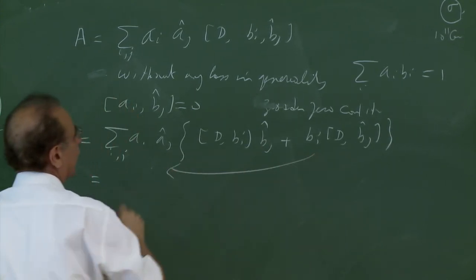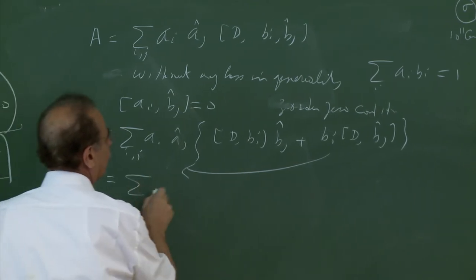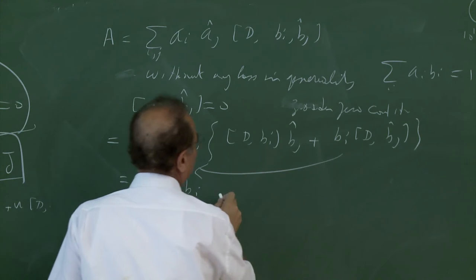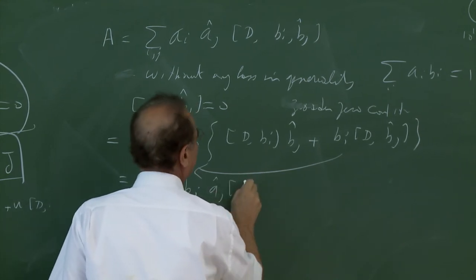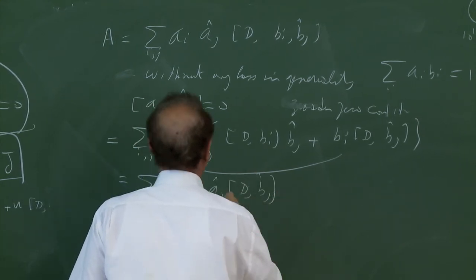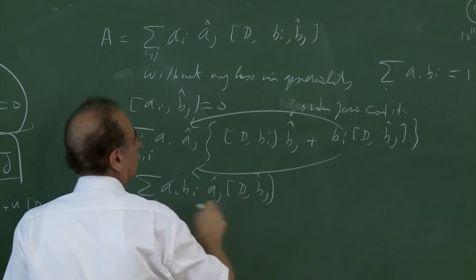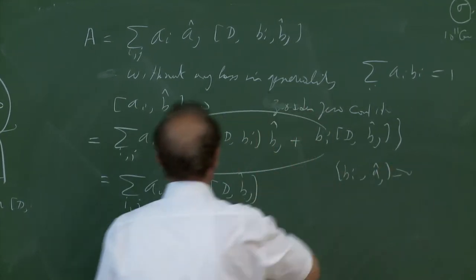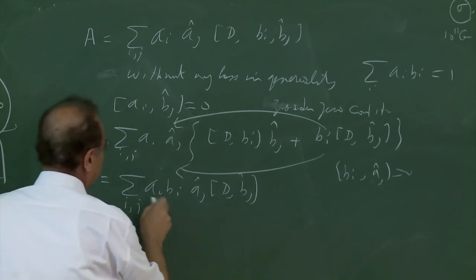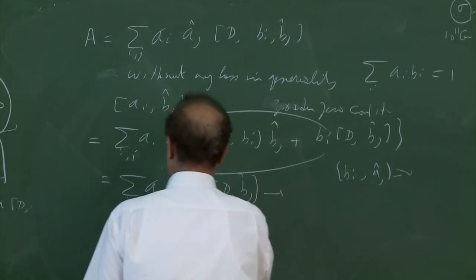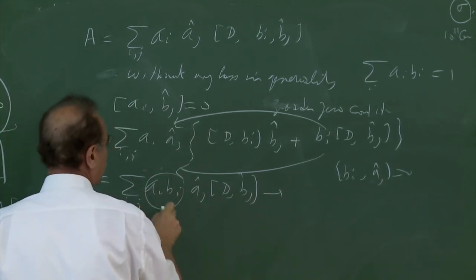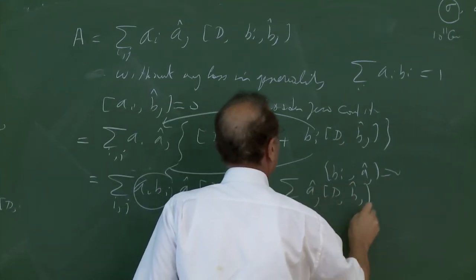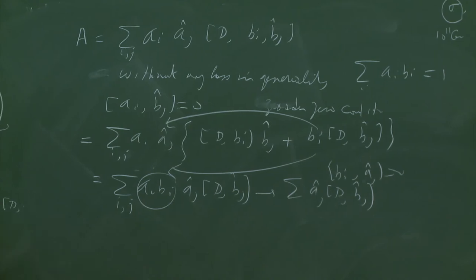Let me look at the last term first. So the second term can be written as the summation over j of A_j hat D B_j hat. Why? Because the B_i and the A_j hat commute, it goes through. And of course, because the sum of A_i B_i is one, this term has become A_j hat D B_j hat. So obviously, I obtain my next term, which is this.